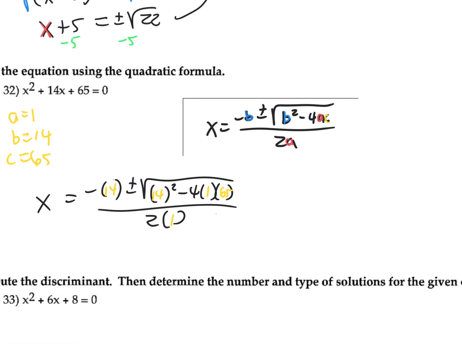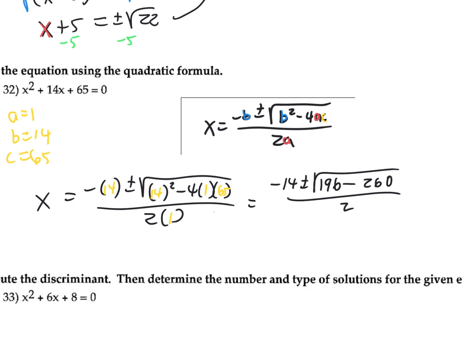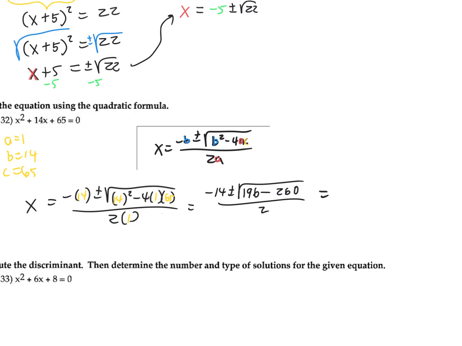So what does that become? Well, that would become negative 14 plus minus. 14 squared, I believe, is 196. Minus 4 times 65, which is 260. We will deal with that later. 2 times 1 is 2. Okay. What does that become? Negative 14 plus minus. Okay, what's 196 minus 260? That would be negative 64. Then we have a 2.